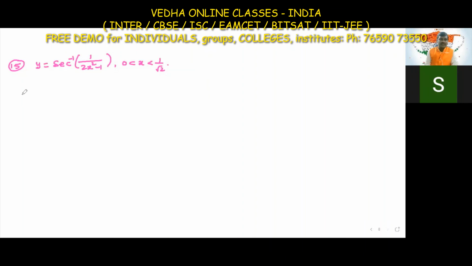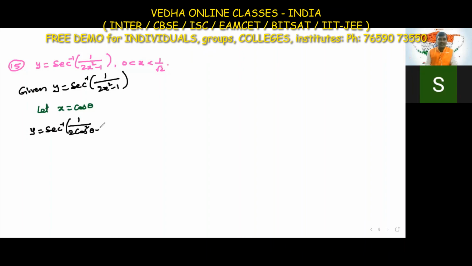Okay, so next, the given function is y is equal to secant inverse of 1 divided by 2x square minus 1. I am taking x is equal to cos theta. If we substitute x is equal to cos theta, then y is equal to secant inverse of 1 divided by 2 cos square theta minus 1.